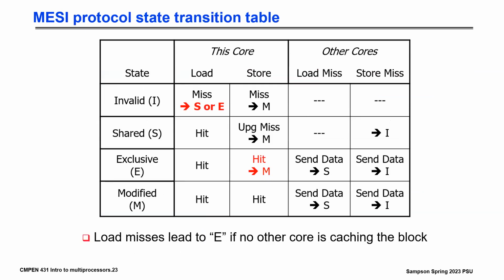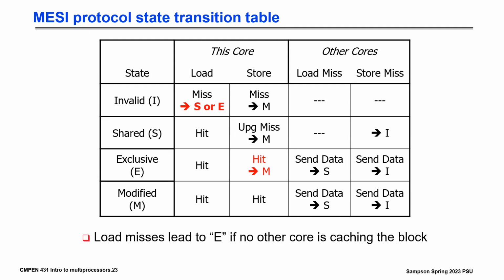Okay, so here is the state transition view of it. You're looking at the local behavior. So on a load, I'm going to go to S or E, depending on the response I get from the memory about why it's providing me with this data. So that's going to basically be the difference here.